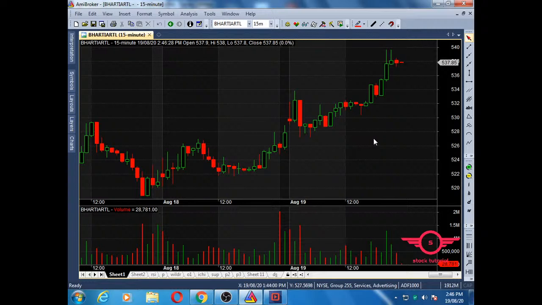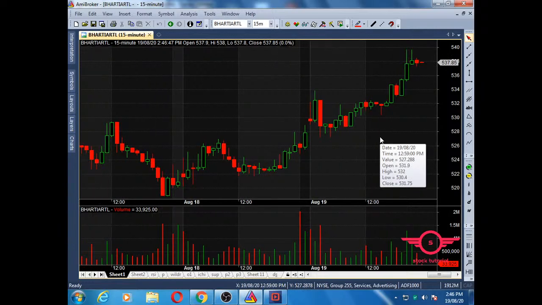A top is created right now. There is a movement from 5 to 9, then up to 539. Now, how will you gauge such a move?